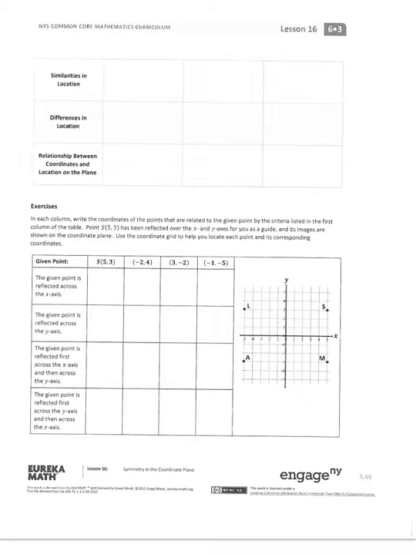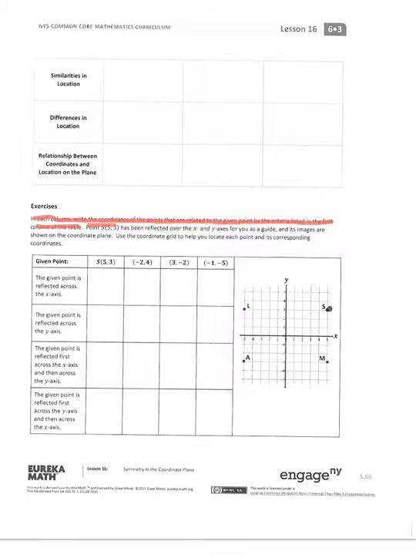Okay, guys. Now, right here, you're gonna work on reflection. All right. Now here in the graph, they already point letter S and 5, 3, which is right here. Now it says, in each column, write the coordinates of the points that are related to the given point by the criteria listed in the first column of the table.